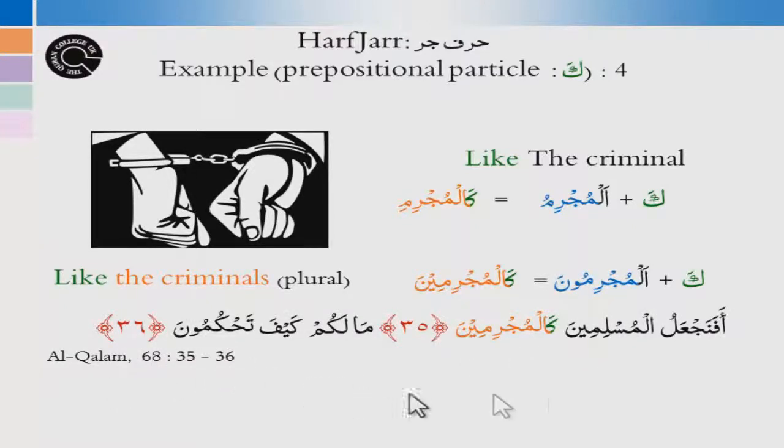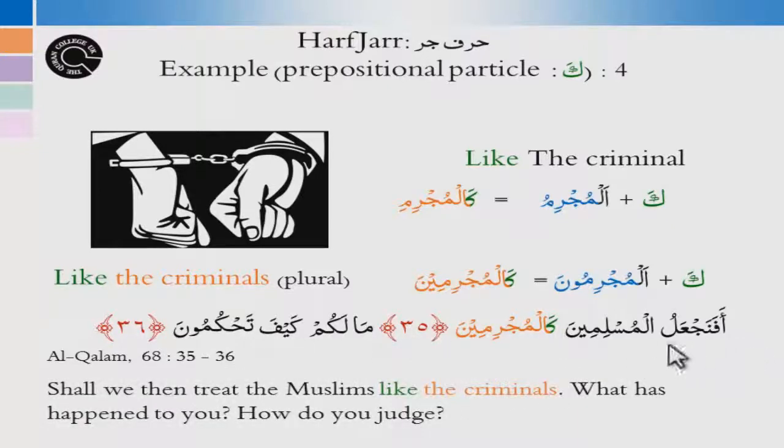verses 35 to 36, where it says: afanaj'alul muslimina kal mujrimina ma lakum kayfa tahkumun. Afanaj'al, shall we make Muslims like criminals? Of course not. Ma lakum, what happened to you, kayfa, how, tahkumuna, that you judge. How do you judge that those people who are following Allah's words, the Muslims, should be treated as criminals, or should the disbeliever be treated as criminal? Of course the disbeliever would be treated as criminal, not the Muslims.